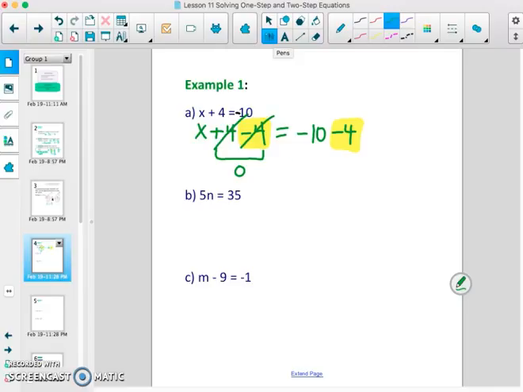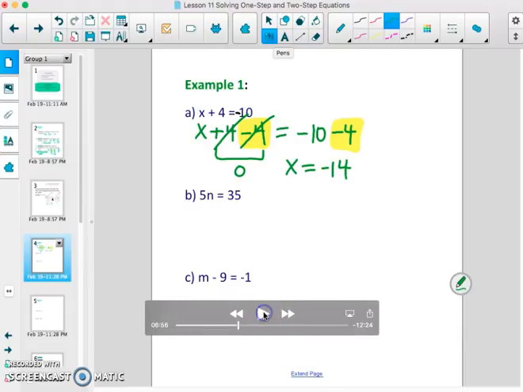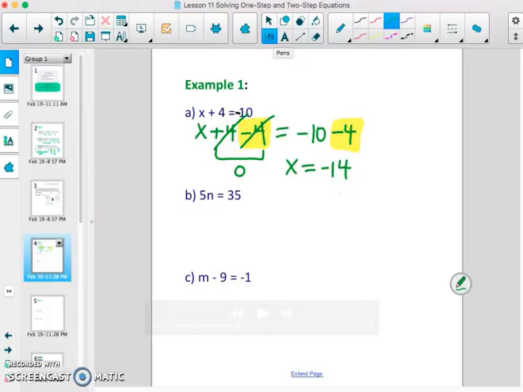Those two numbers are going to cancel out to be 0, and then we're going to have x is equal to negative 14. Because remember, when we add negative numbers, if the sign is the same, you keep that sign, which is the negative, and you add the number, so 14. So we've now solved for x, and we've got negative 14. All right, let's try another one.